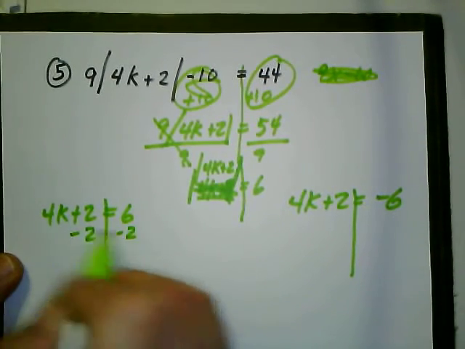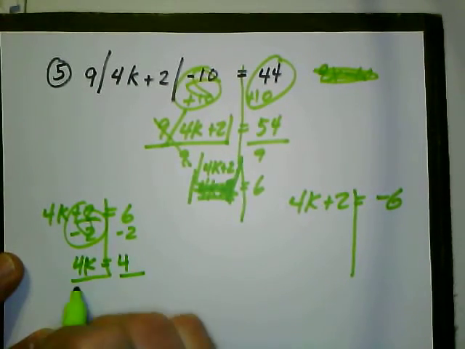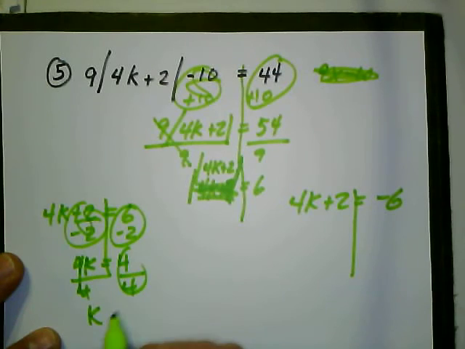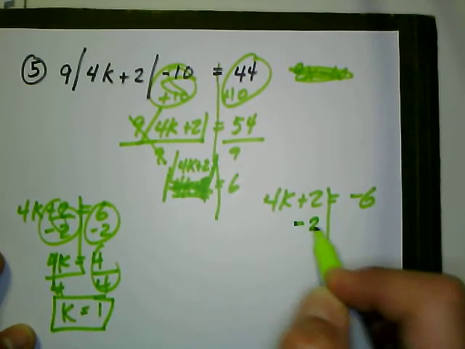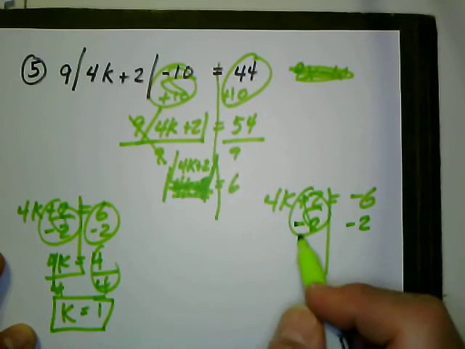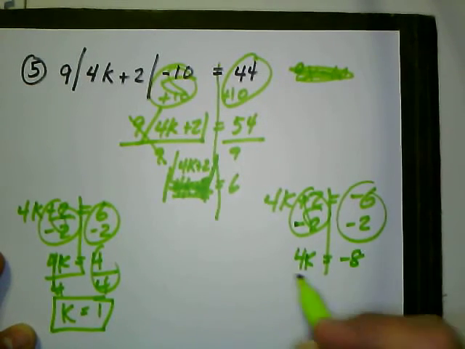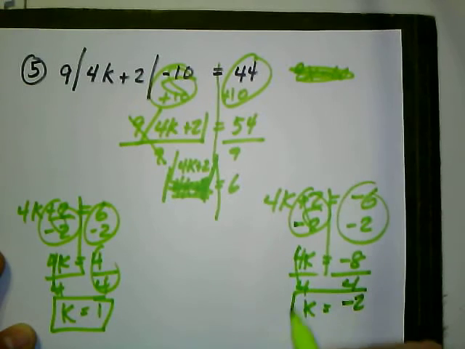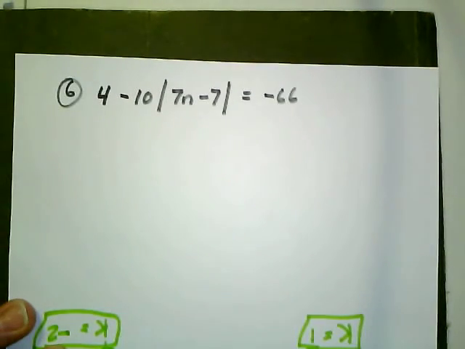We're going to subtract 2 from both sides of the equation. We have 4k equals 4. Divide by 4. And 4 divided by 4 is 1. That's our first answer. Once again, over here, we're going to go ahead and subtract by 2. Our 2's are gone. We're left with 4k equals, and well, that's negative 8. And divide by 4. K equals negative 2. 2 of them there. Looks good. All right.